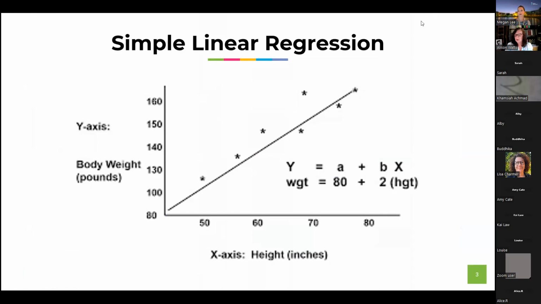So first of all, simple linear regression. It's the easiest one after correlation. Correlations, in my opinion, are the easiest data analysis to do, to analyze and to report. So who can tell me in the chat box, what is the word that is synonymous with correlation?